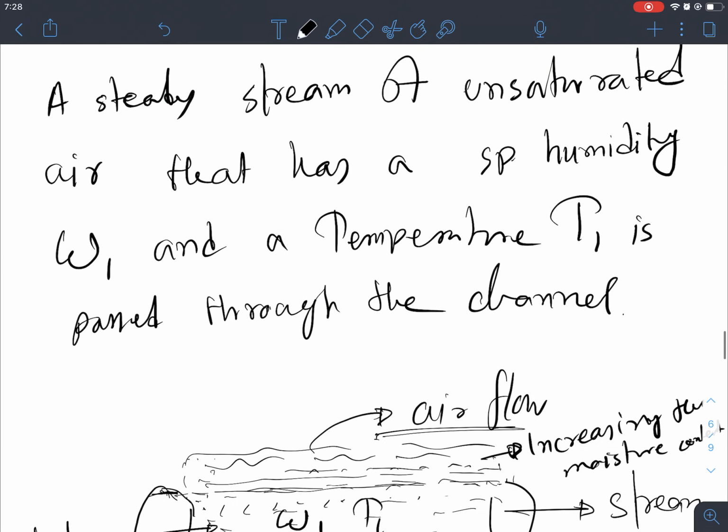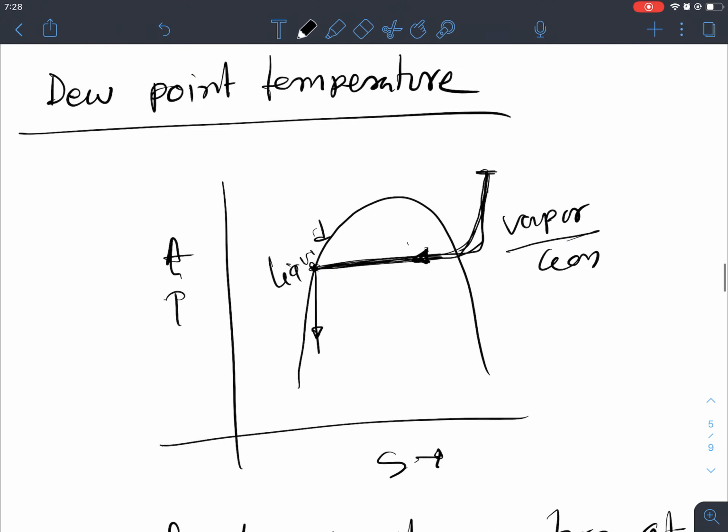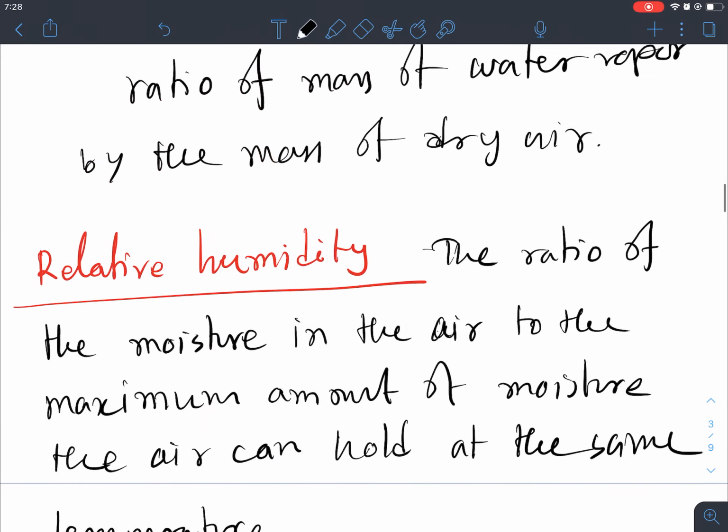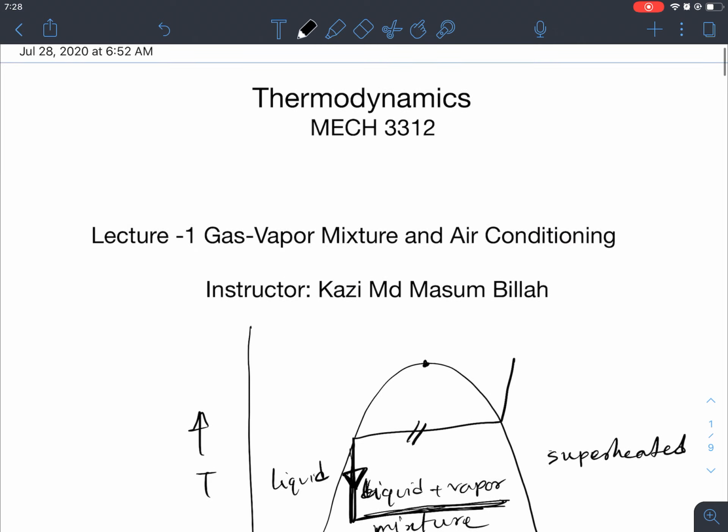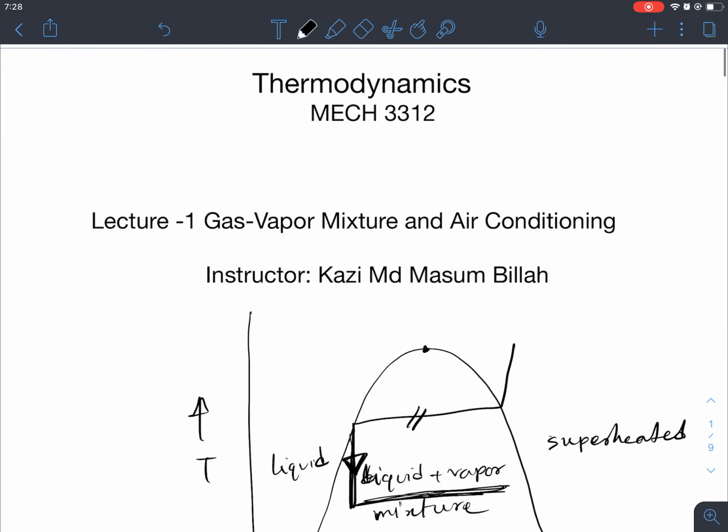So that's all about today's class. We just defined some basic definitions, right? We'll come back with the new topic, the psychrometric chart, and we'll go ahead and solve math problems.